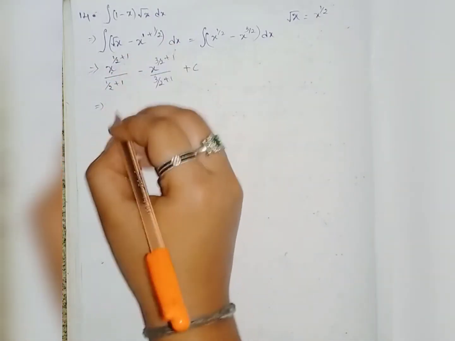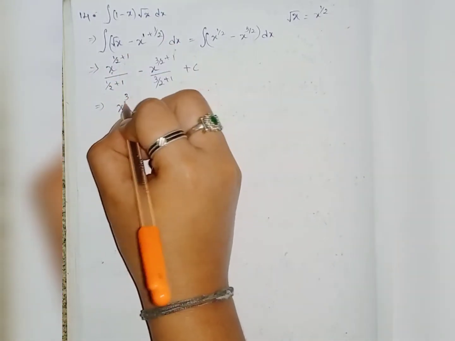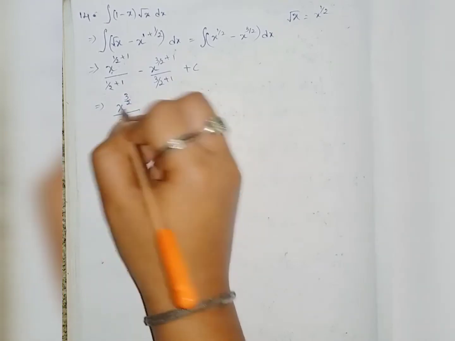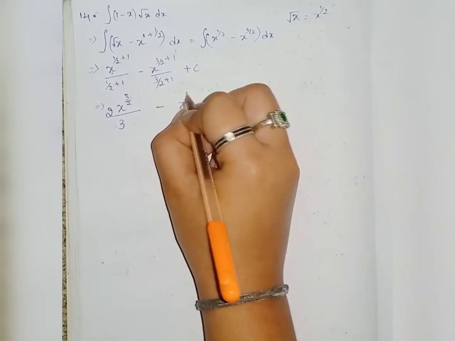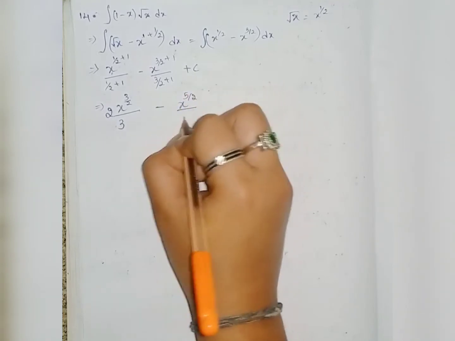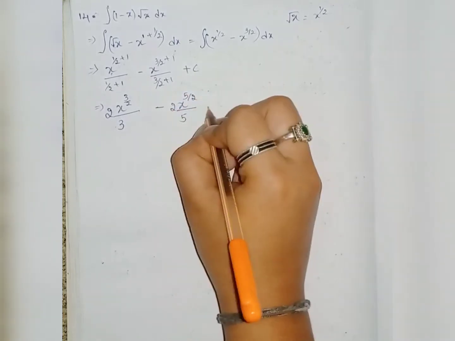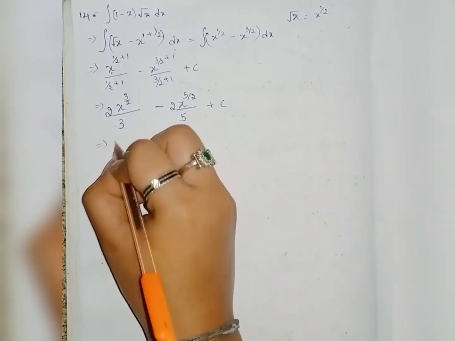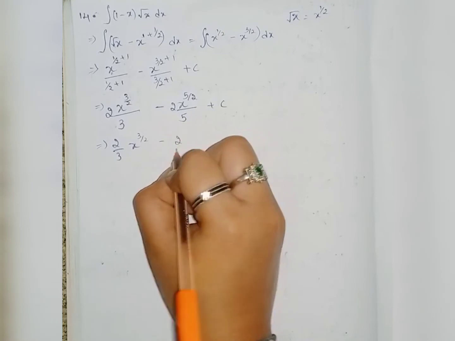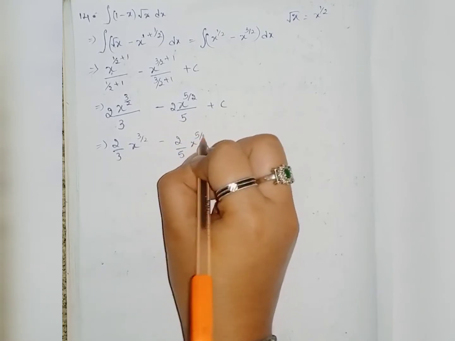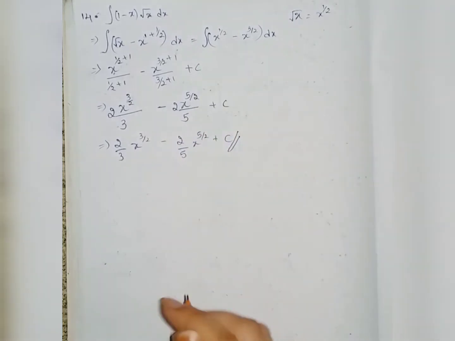And here we can write x to the power 3 by 2 with 3 in the denominator and 2 in the numerator, minus x to the power 5 by 2 with 5 in the denominator and 2 in the numerator, plus c, which can be written as 2 by 3 x to the power 3 by 2 minus 2 by 5 x to the power 5 by 2 plus c. Okay.